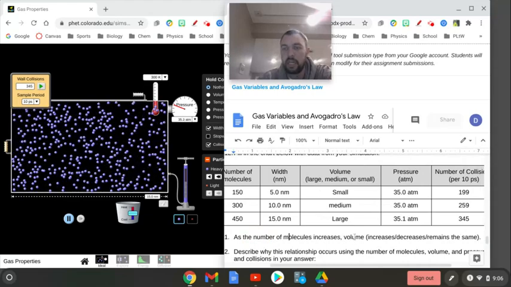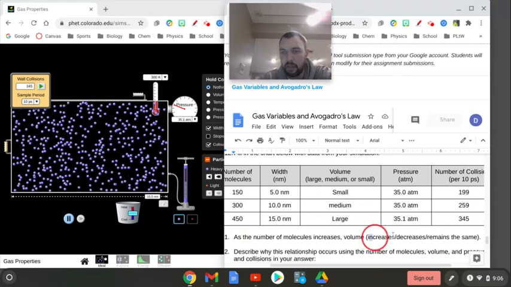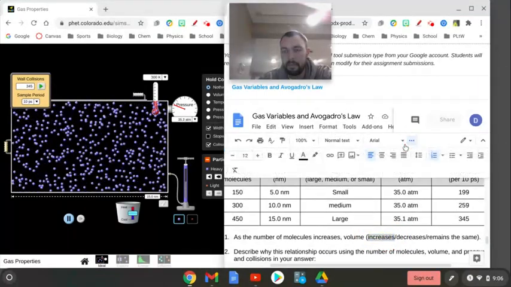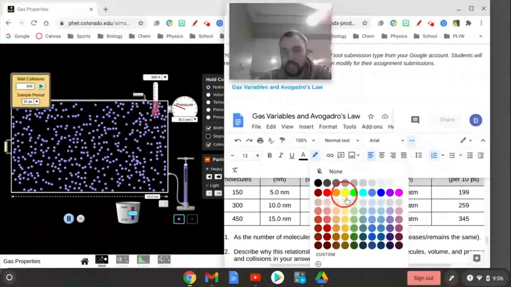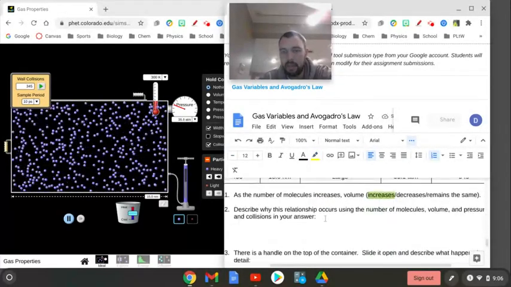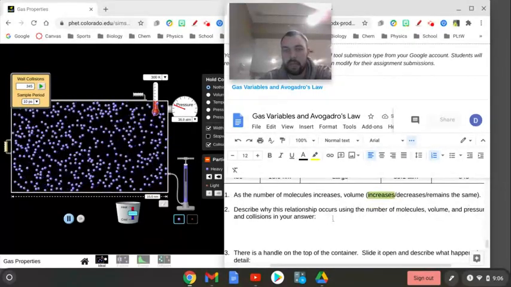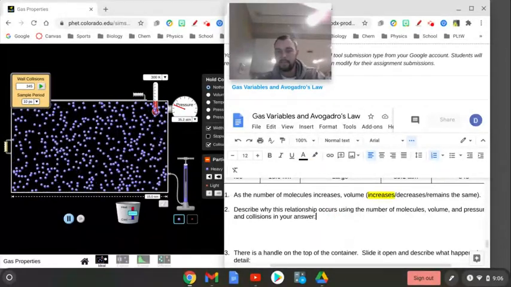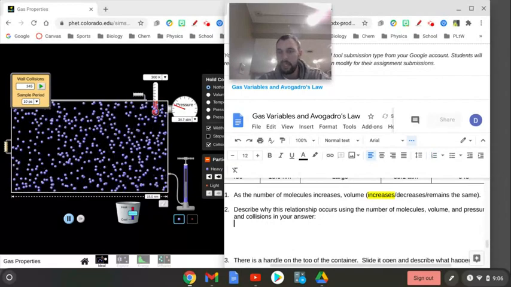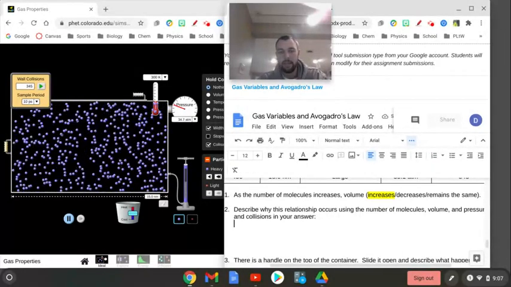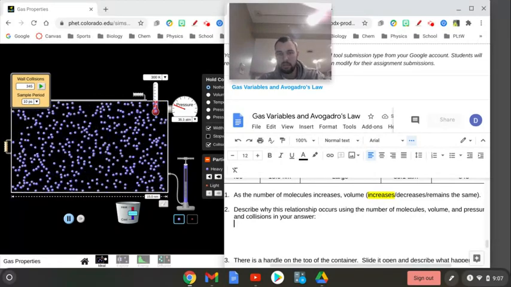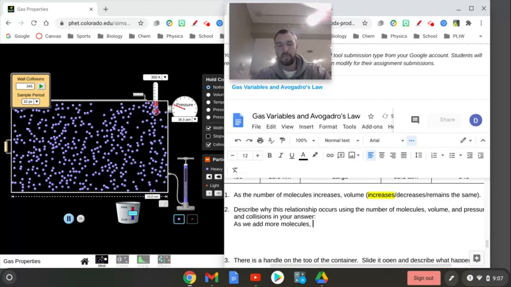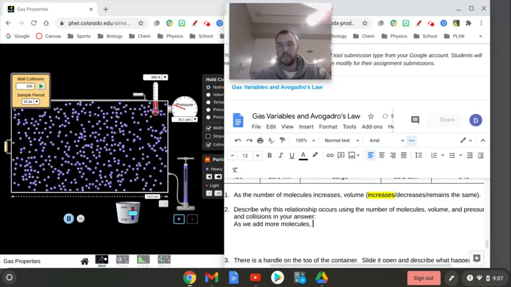As the number of molecules increases, so as we did more pumps, the volume also increased. It also got bigger. Let's change it there. Okay, it got bigger. Okay, describe why this relationship occurs using the number of molecules, volume, pressure, and collisions in your answer. Okay, so I would say as we add more molecules, there we go. As we add more molecules, they need more space to move around.